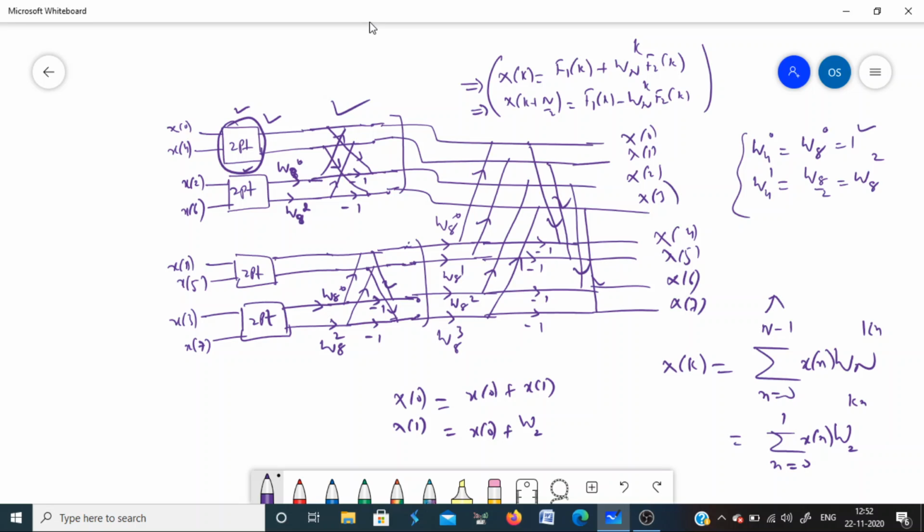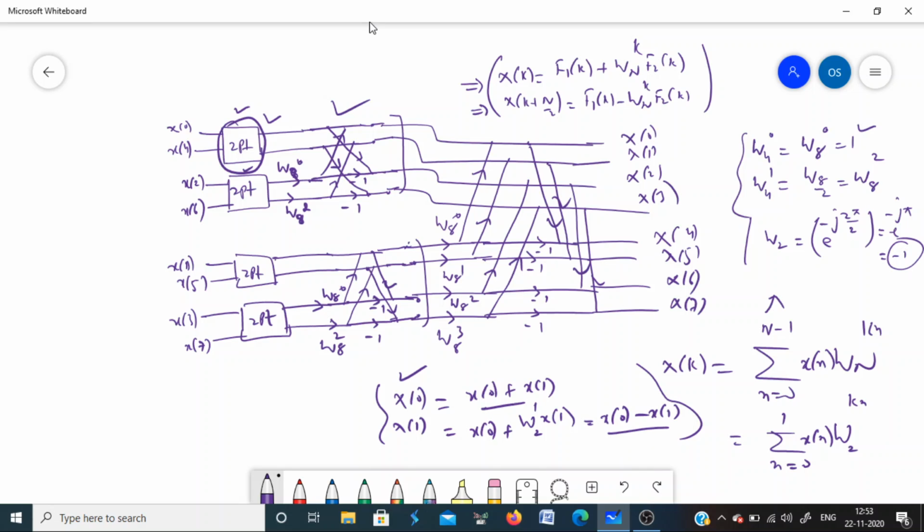W2 to the power 1 into x of 1, and W2 to the power 1, if you look at this, what is it? W2 is e raised to the power minus j 2 pi by N, and in this case N is 2, so it is e raised to the power minus j pi, which is nothing but minus 1. It means it is simply x0 minus x1. This is how you get the 2-point DFT.